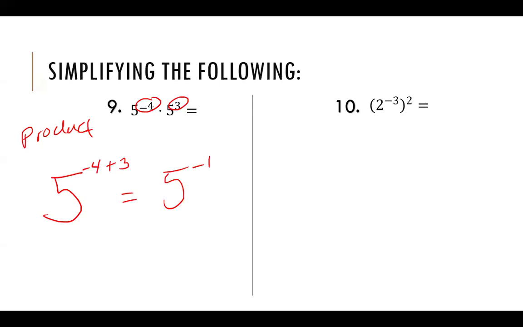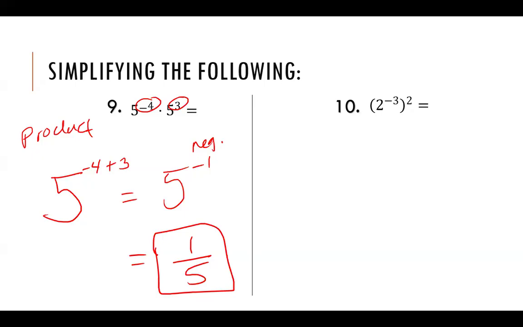What does it mean when you have a negative power? It goes where? To the denominator. So my final answer should be 1/5. Notice that a negative power does not make my number a negative. It means it belongs in the denominator. Okay? Questions so far about number 9?